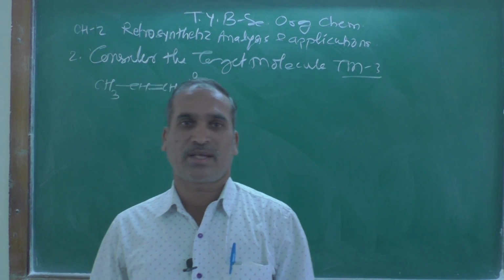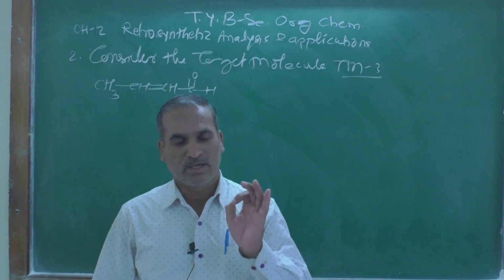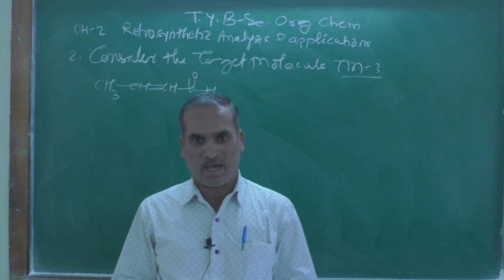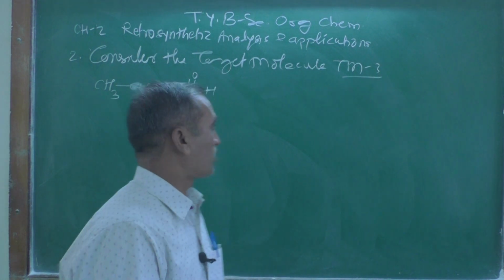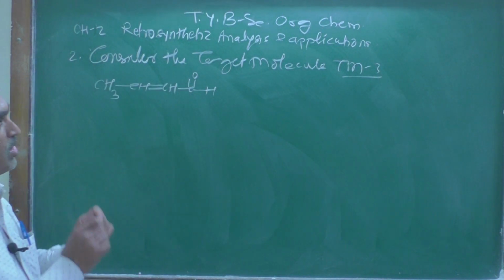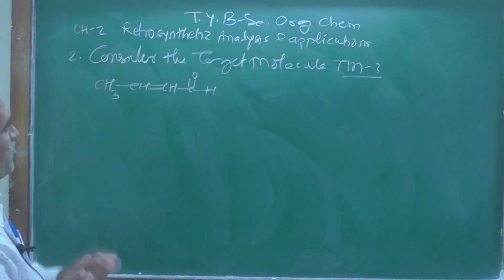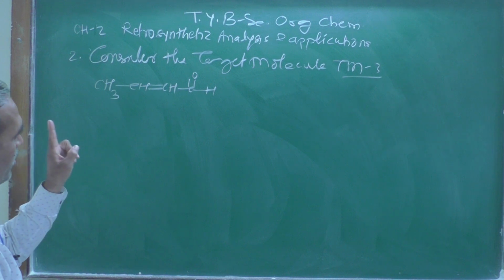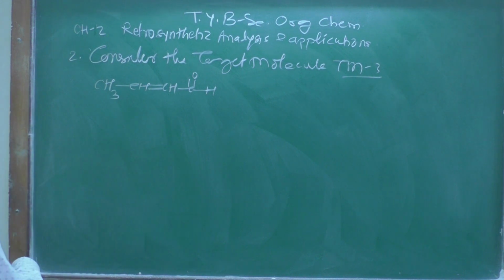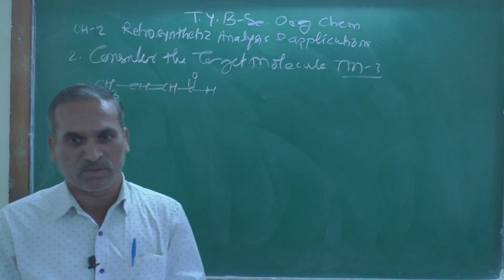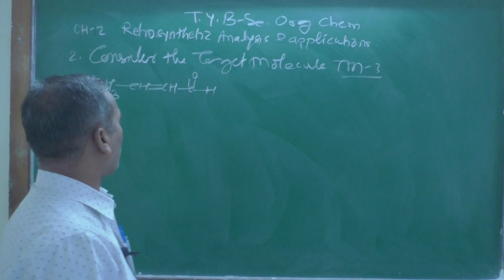What do you mean by the target molecule? Once again, the molecule whose synthesis is being planned is called the target molecule, right? And what are the things to observe? If you observe this structure carefully, what do you see over here? Here, there is a carbonyl group as well as a carbon-carbon double bond. First, recognize what functional groups are present in the target molecule.